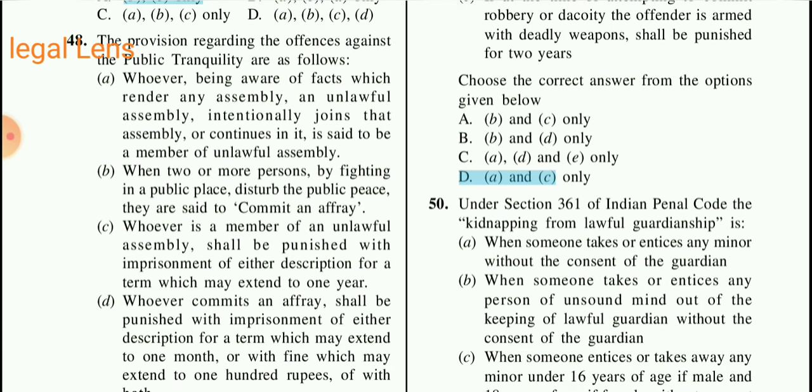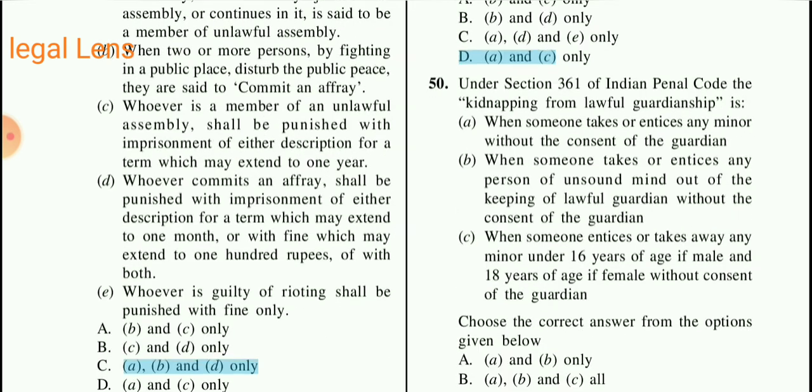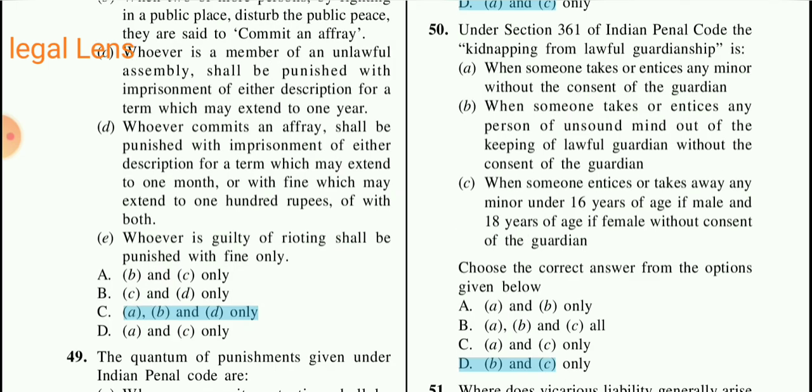Then when two or more persons, by fighting in a public place, disturb the public peace, they commit an affray, right? 159 is there. And then after that C is wrong, then D is right: whoever commits an affray shall be punished with imprisonment of either description for a term which may extend to 1 month, or with fine which may extend to 100 rupees, or with both.